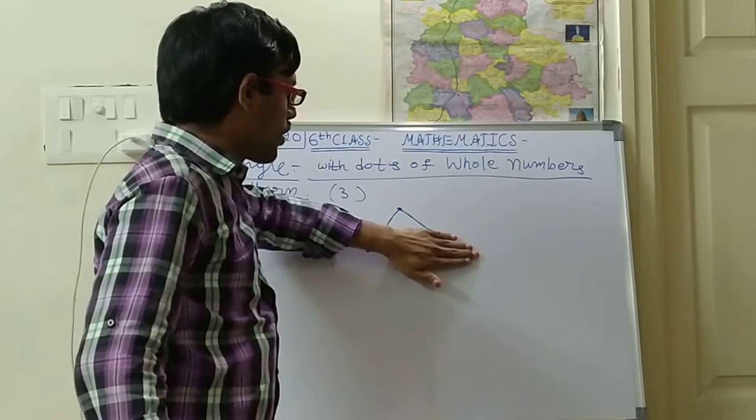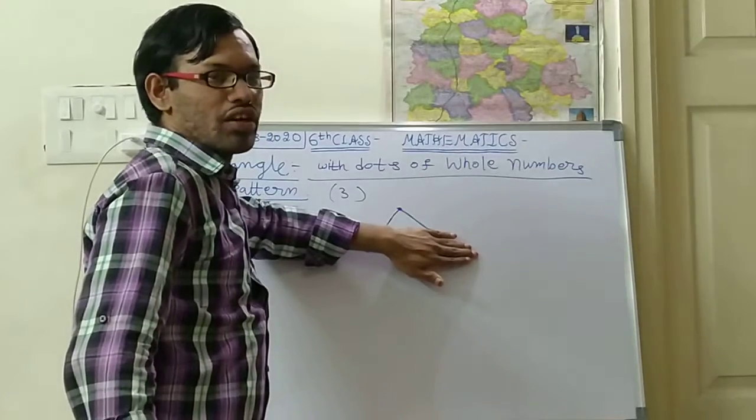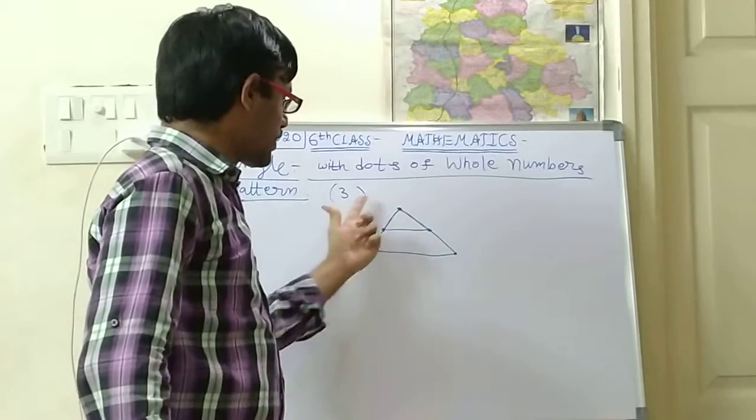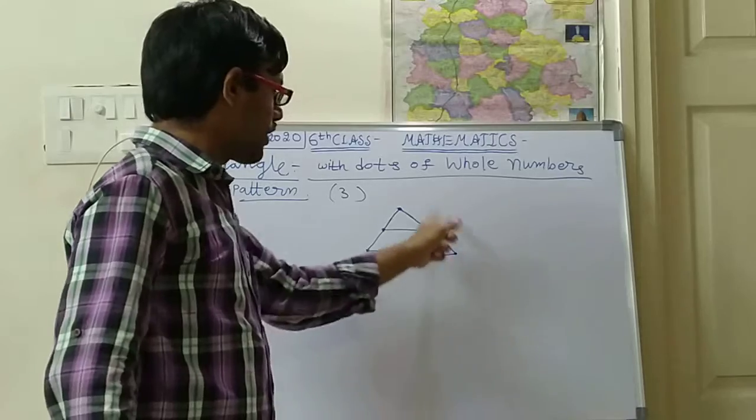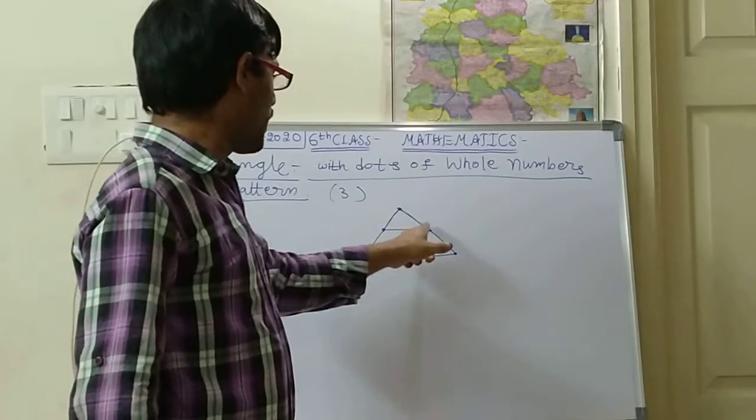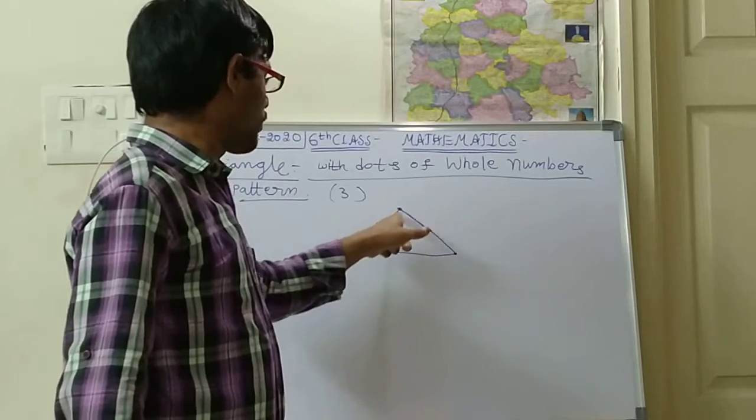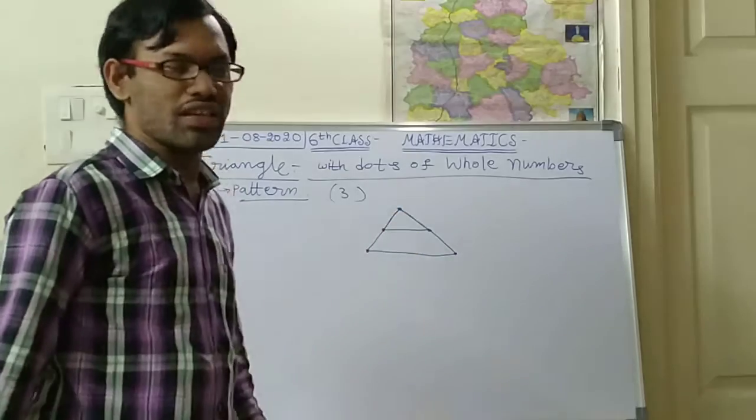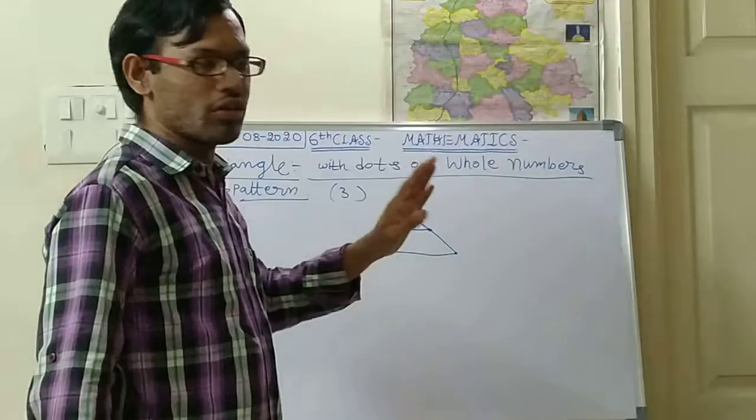So whatever you are seeing on the screen, that is also one of the triangles. That is a triangle. This is also one of the triangles. So this is a big triangle. Is it right, children? So that means every dot in between two dots there is an equal distance. So like that you should be able to take.